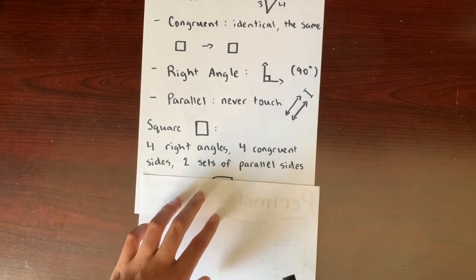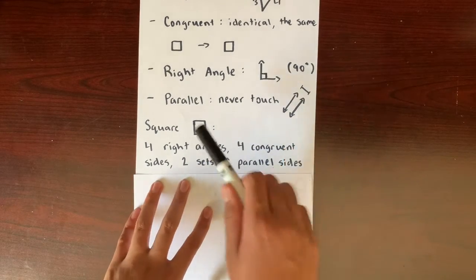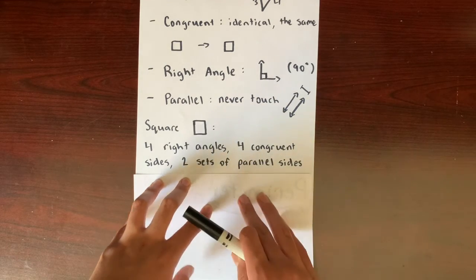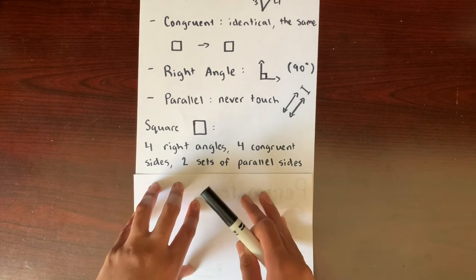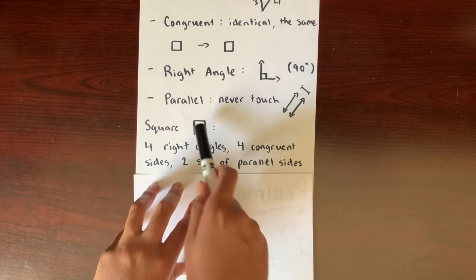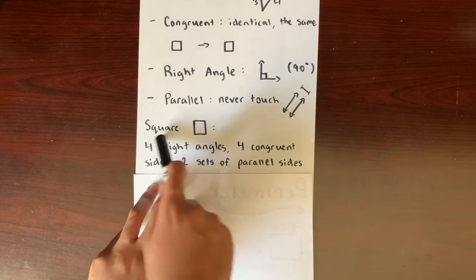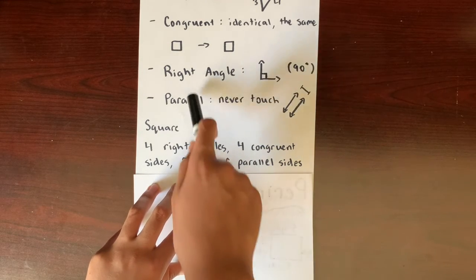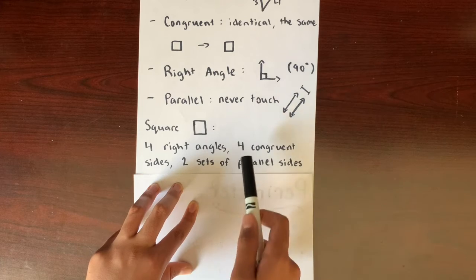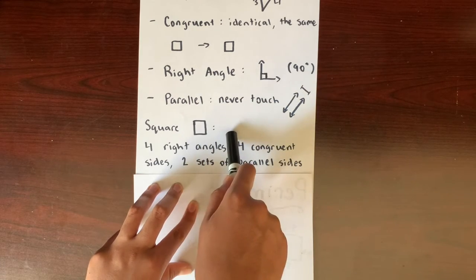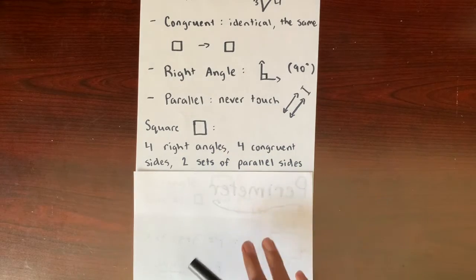And then it has to have four congruent sides, which means that each side is the same length on a square. And then it also has to have two sets of parallel sides. So see, these two sides are parallel because if they were to keep going, they would never touch. And the same with these two sides. So there's two pairs of parallel sides. This is one pair, and this is another pair. So that's what makes a square a square.